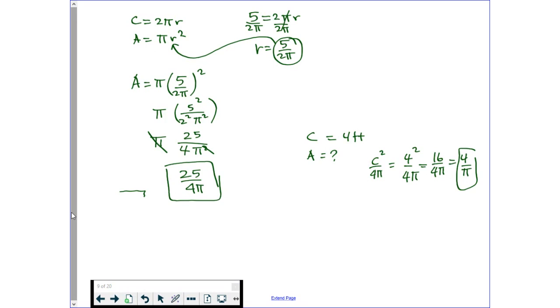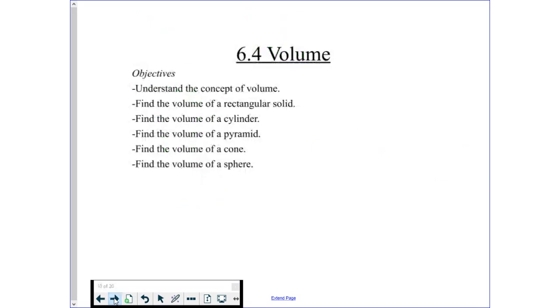Okay. Now let's move to the next topic. So we are going to move to area. Sorry, volume. Volume. So that's the next topic. We are going to look at a general understanding of the concept of volume. What is volume? We are going to define it.